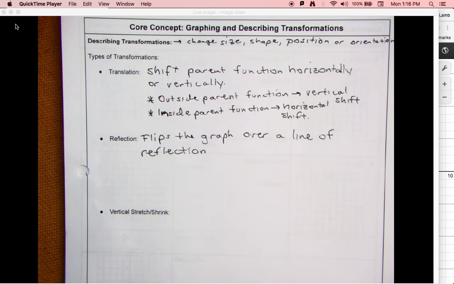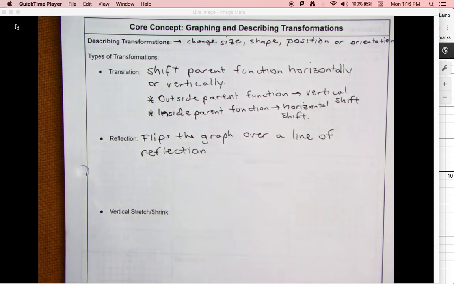Vertical stretch or shrink. Think about some of the graphs we saw. There was the absolute value graph in the last video that was narrower. Basically, if you think of it this way, if they took the absolute value graph on a piece of paper and pulled the top and bottom of it, what would happen to that graph? They stretched it, or it would get narrower, I should say. So that's stretching it out.